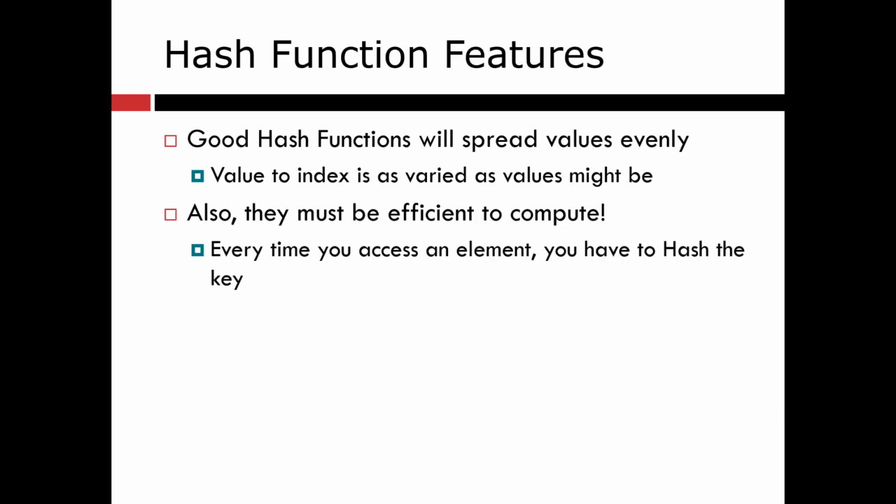Okay. The goal here, again, is that our hash function is going to spread out those key pairs evenly. We want the results of our hashing function to be as varied as the potential unique inputs are. Then the other thing is that we need those hash functions to be efficient to compute. It doesn't make any sense if our hash functions take a long time to compute, because that's the whole point. We want it to be quick. We want it to be efficient. That gets us down to that more constant time.